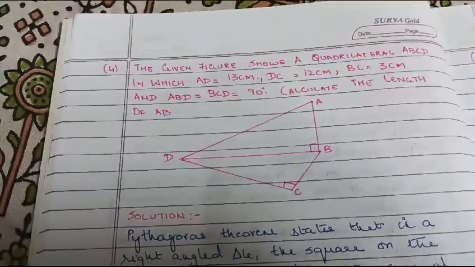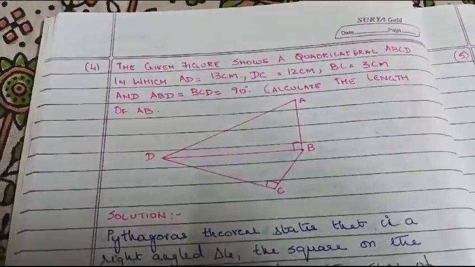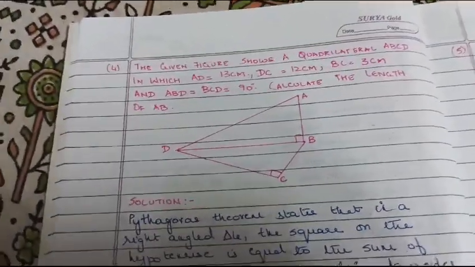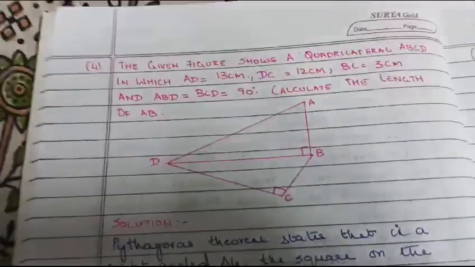Good evening, everybody. I am just starting the fourth sum from 13A. This is from Selina Concise Mathematics, class 9. This is on Pythagoras theorem.